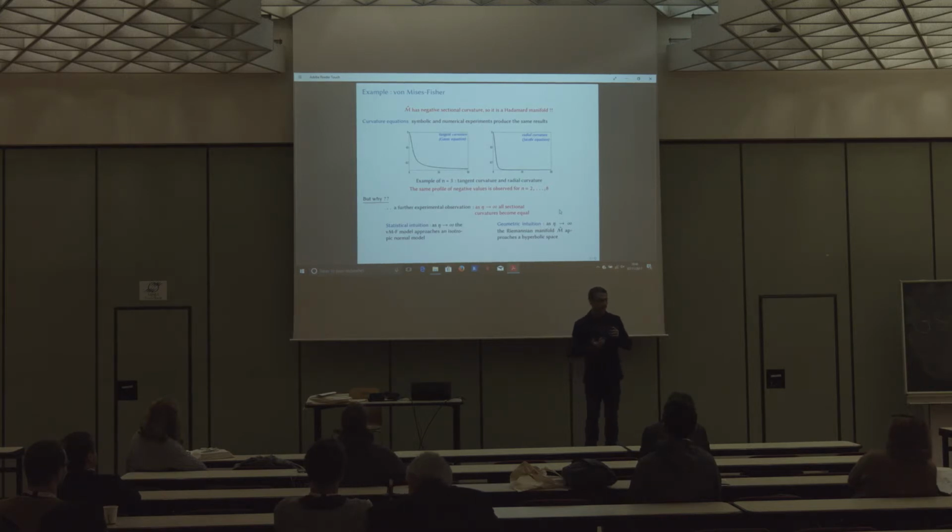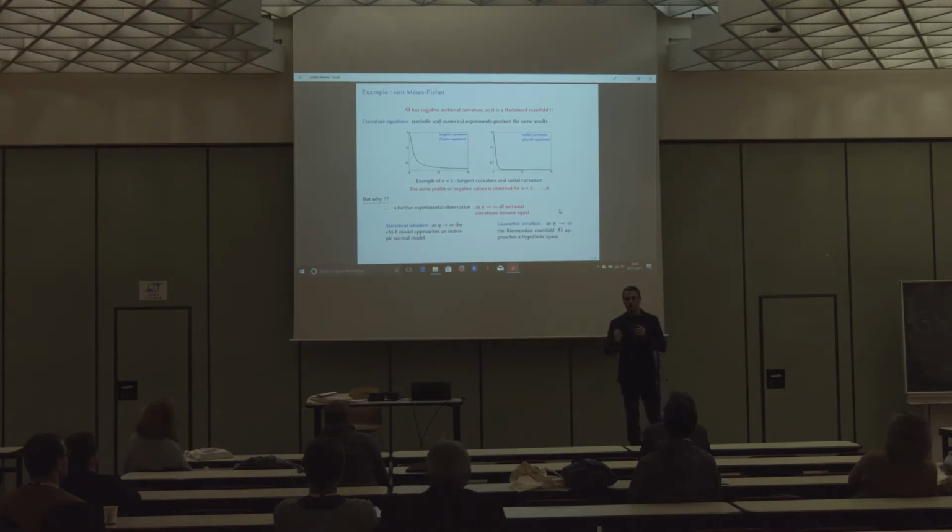But of course, the question is why. In other words, how could we prove this? We have made an additional experimental observation that as eta goes to infinity, all sectional curvatures become equal. So our space starts to look like a constant negative curvature space. And it should be clear this is a manifestation of the central limit theorem. So statistical intuition: as eta goes to infinity, because eta is concentration, the model starts to look like a normal model.